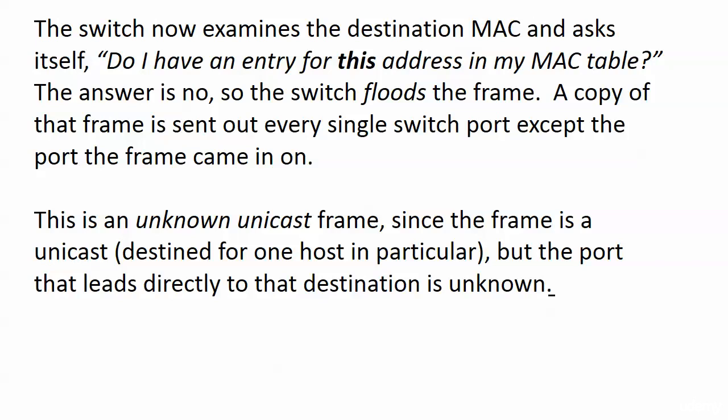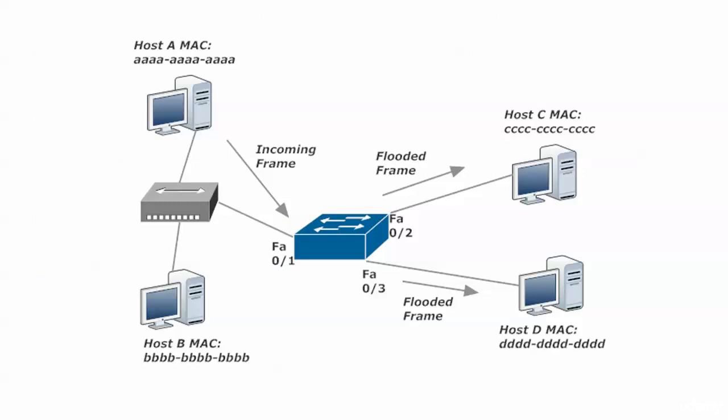It happens a lot when you first power on a switch or you first add a host to the network. This is an unknown unicast frame. And that's kind of an odd name, because my first thought when I saw it was, well, if it's unicast, if it's just going to one place, how can that place be unknown? Well, the frame is a unicast. It's destined for one host in particular. We know that's host C, but the port that leads directly to that destination is unknown by the switch.